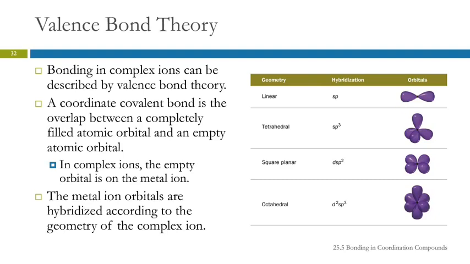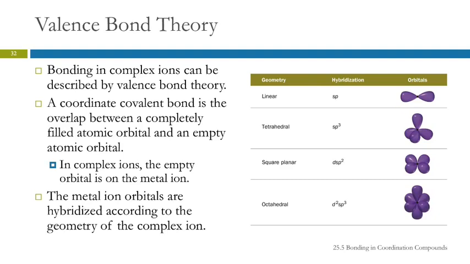Valence bond theory describes chemical bonds as the overlap of orbitals. Typically we see one half-filled orbital on one atom and a half-filled orbital on another atom, and they overlap. In a coordinate covalent bond, you have a completely full orbital with 2 electrons overlapping with a completely empty atomic orbital. In these complex ions, the empty orbital is on the metal. And so the ligand always has a lone pair, and that lone pair is in an orbital. That orbital overlaps with an empty orbital on the metal ion.